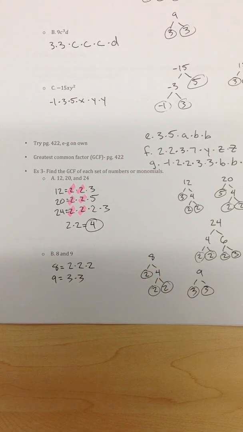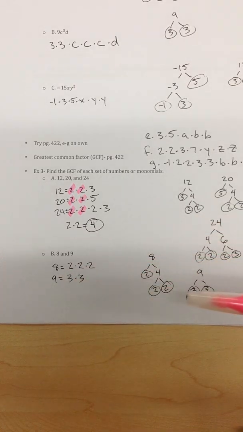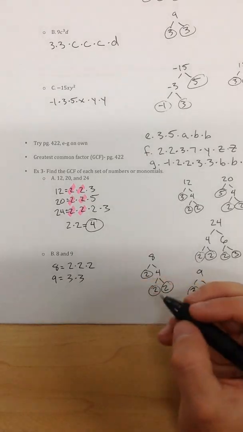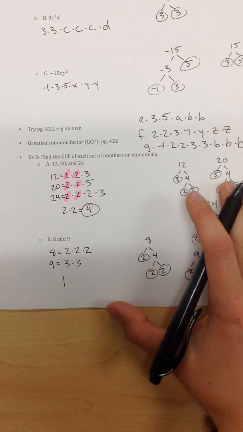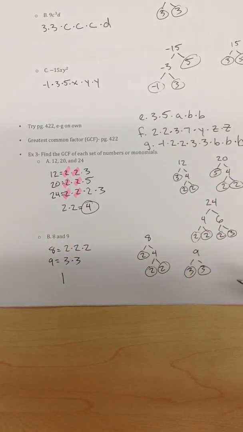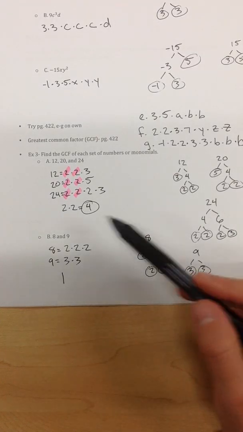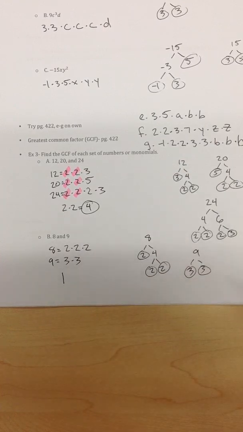So here when we're looking to highlight what's the same in both, well, this one's all 2's and this one's all 3's, so it doesn't actually have anything that's common in both of those. If you ever come up with a situation like that where there's nothing the same in either of those groups, our greatest common factor would be 1. Because technically with both of those, you could take 1 times 8 and get 8, and 1 times 9 and get 9, so 1 is a factor of everything. So if you ever have a situation where you don't have any options that actually match up in both, your greatest common factor is 1.